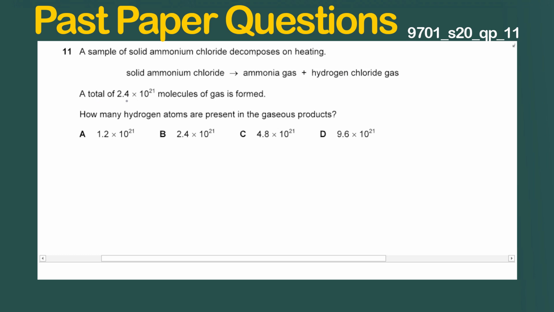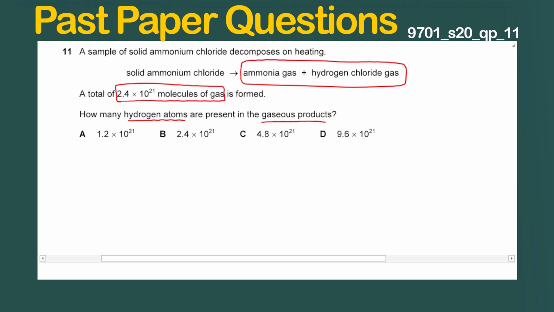Question number 11. A sample of solid ammonium chloride decomposes on heating. Ammonia gas and hydrogen chloride gas are formed. A total of 2.4 into 10 raised to the power 21 molecules of gas is formed. How many hydrogen atoms are present in the gaseous products? We have these two gaseous products, and they contain these number of gas molecules collectively, 2.4 into 10 raised to the power 21. Both are having 1 mole.